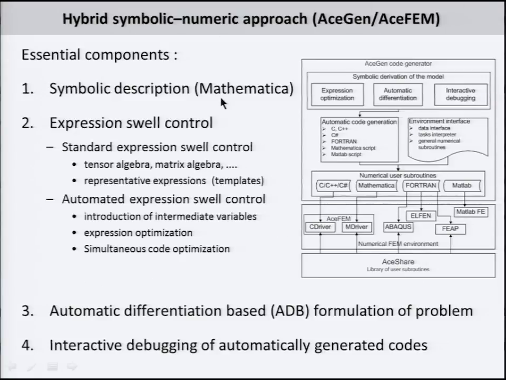The essential components: the first is symbolic description, of course. We are using Mathematica to describe the problem itself. There is additional expression control. When we deal with nonlinear problems, the expressions tend to grow extremely rapidly. I will show an example later. So we need to control this expression growth as well. Then automatic differentiation is an essential part, and we have to have some interactive debugging of the generated code, otherwise we cannot do real research.